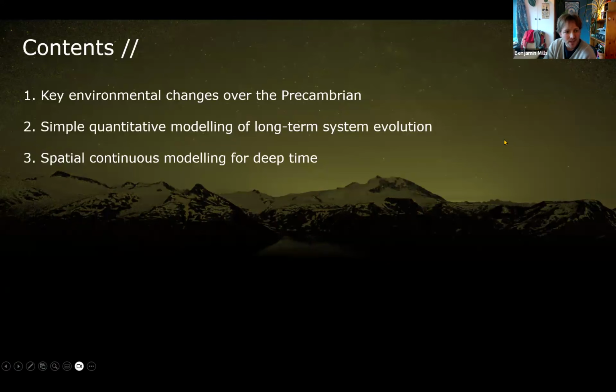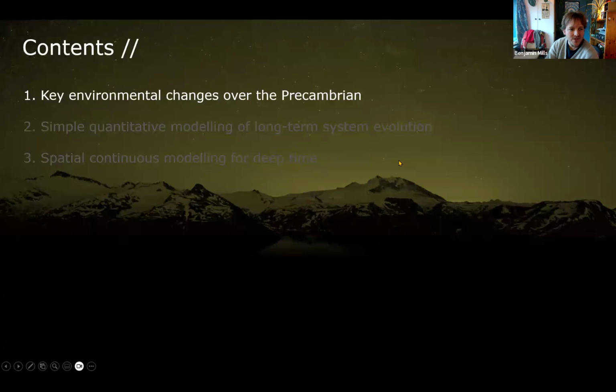So what I'm planning to do is talk briefly about key environmental changes over the Precambrian. These are the kind of things that we want to try and capture with our models. Then simple quantitative modeling of the long-term system evolution, just attempting to get the various changes of what goes up and what goes down and what stays the same over very long timescales. And then finally, I want to talk a bit about spatial continuous modeling for deep time. This is something my group does a lot more over Phanerozoic time, but it's something we really want to start extending into the Precambrian. It's something we're working to do now. So I'll show you a little bit of that.